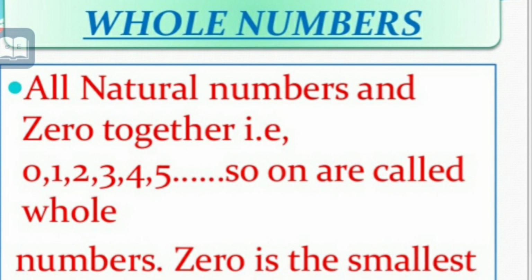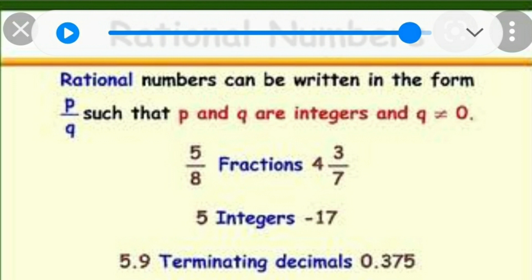Next, moving on to the definition of rational numbers. The numbers which can be written in the form P by Q, where P and Q are integers and Q does not equal 0, are called rational numbers. Capital letter Q represents the rational numbers. For examples, 1 by 2, 3 by 4, minus 5 by 6, and so on. These are all examples of rational numbers.